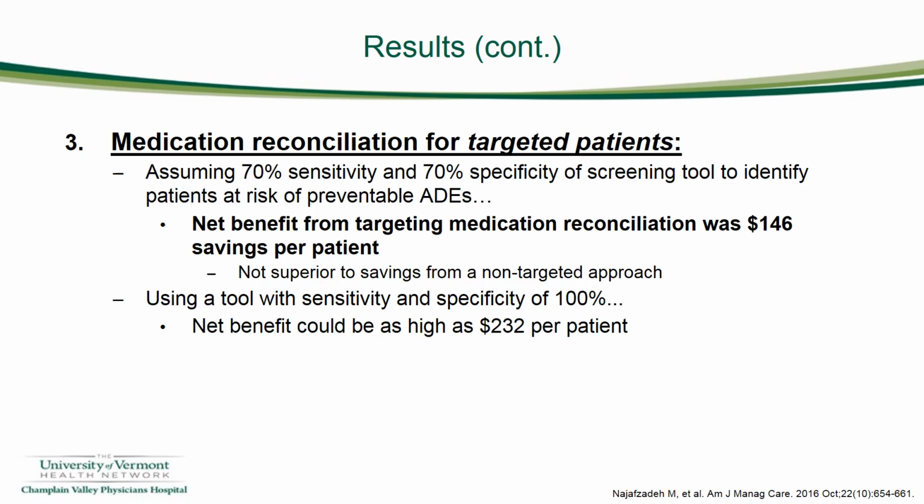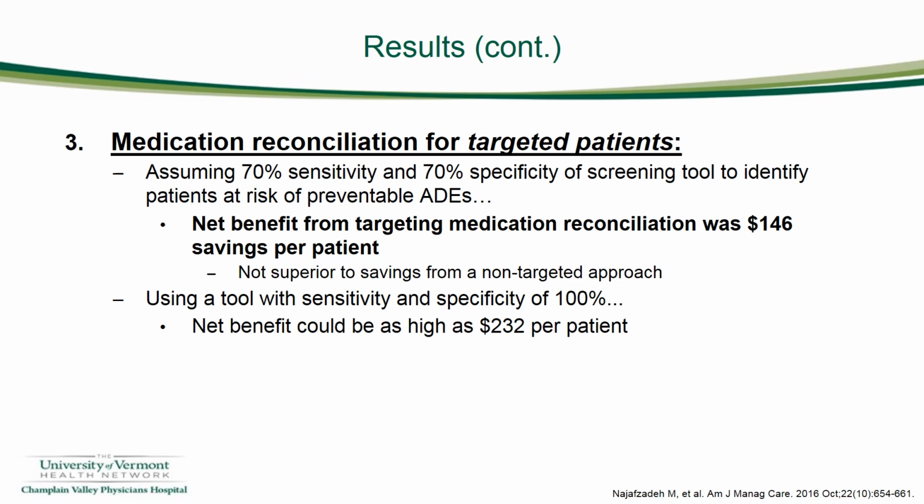And lastly, the third intervention, that targeted approach, so medication reconciliation for targeted patients who were assumed to be high risk of readmission. So they used a hypothetical assessment tool and assumed a 70% sensitivity, 70% specificity of this screening tool to identify those who are at risk for preventable ADEs. And the net benefit from targeting med-rec in these patients was $146 per patient. So this was not superior to the savings from the non-targeted approach.